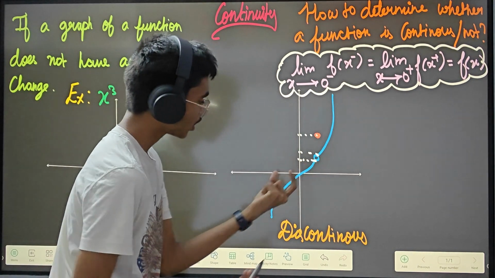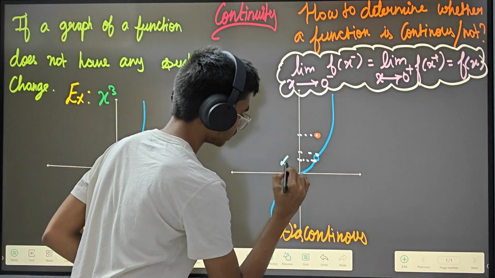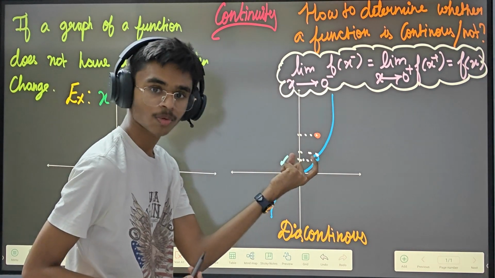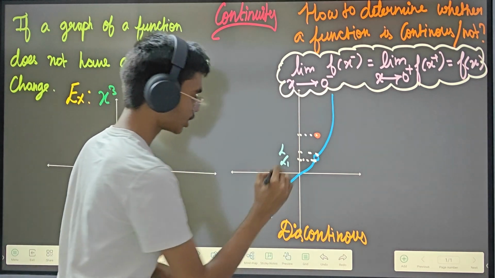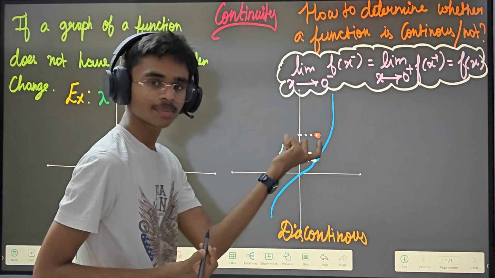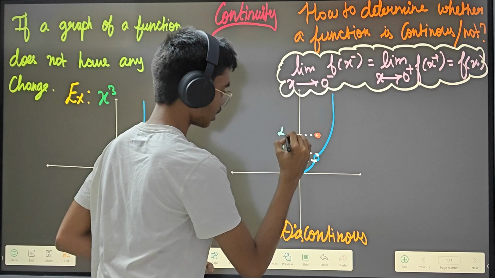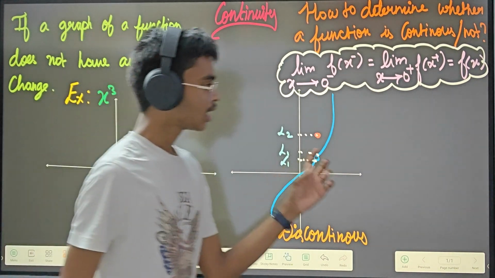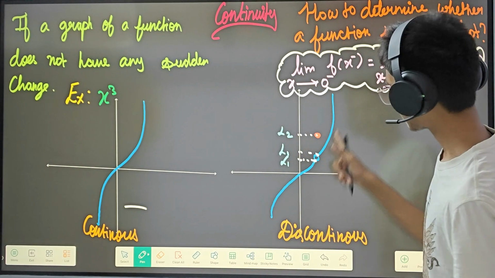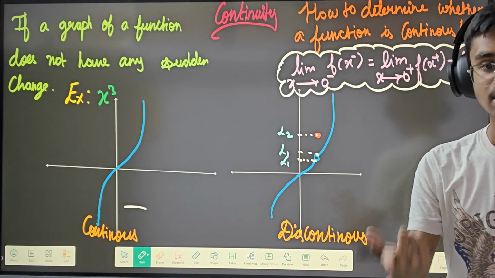Okay, let me keep this point as L1 point, and let me keep this point as L2 point. And sorry, that is also going to be L1 only. Okay, let me keep this point as L2 point. By limit concept, you all know that. Actually, let's also keep that there is this limit existing.